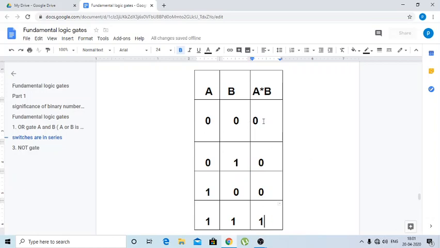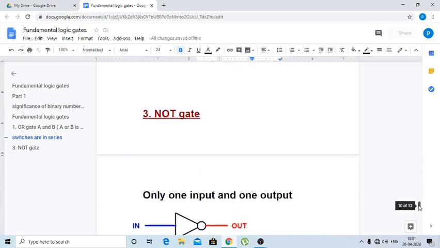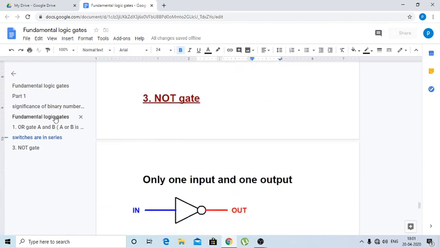0 multiplied by 0 is 0, 0 multiplied by 1 is 0, 1 multiplied by 0 is 0, 1 multiplied by 1 is 1. So this is the multiplication of two binary numbers, multiplication of two inputs. And coming to the last and final gate in this class is the NOT gate.